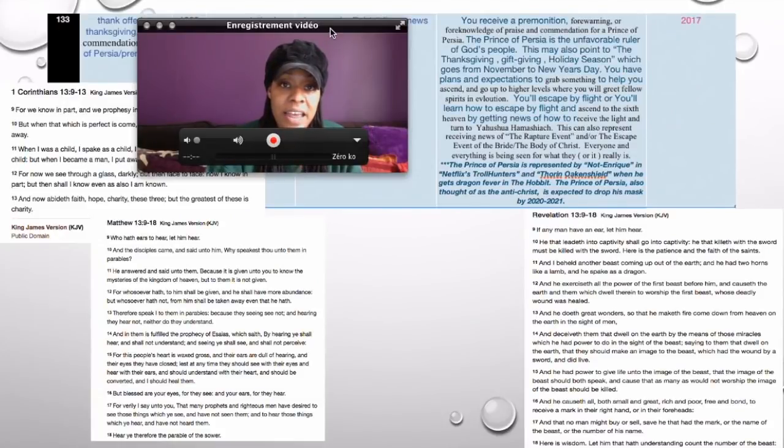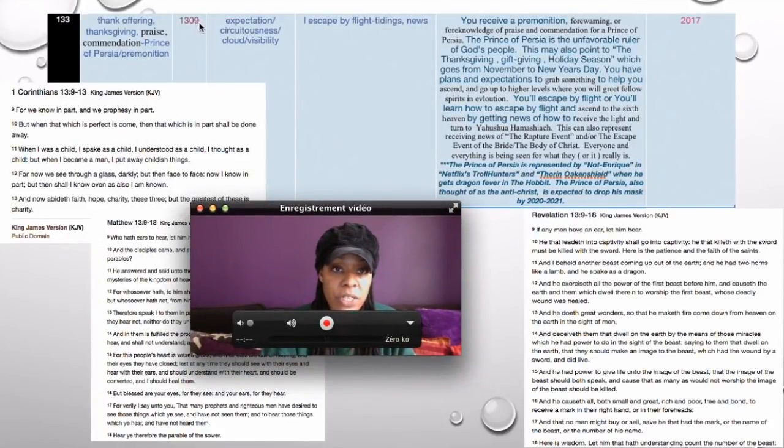So guys, look, 1309: expectation, cloud, visibility. So visibility, seeing and hearing. This escape by flight, tidings, the news. So you hear the news and you see the coming of the Prince of Persia, premonition, right?